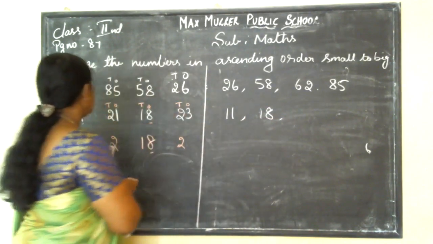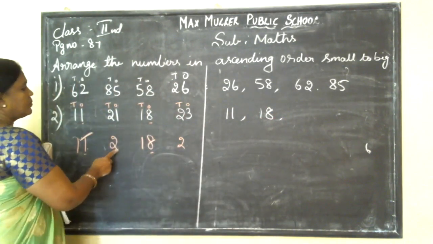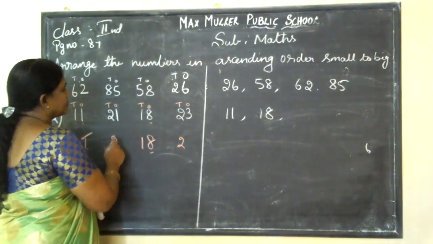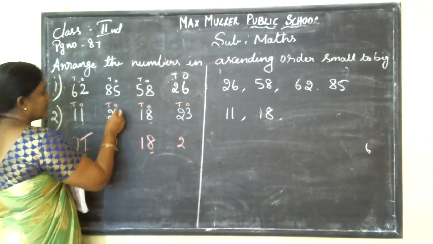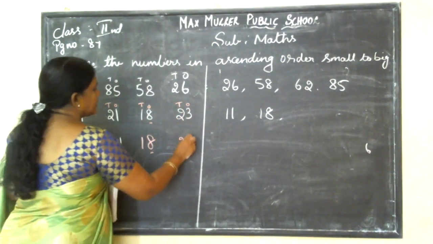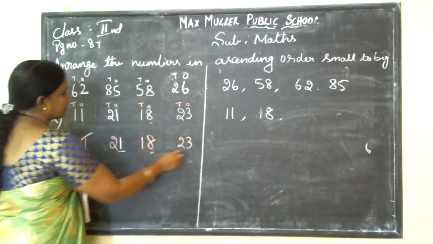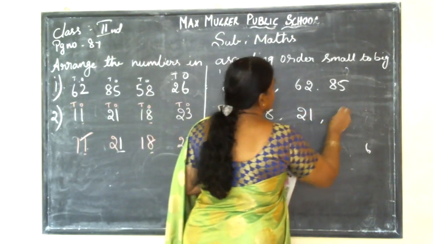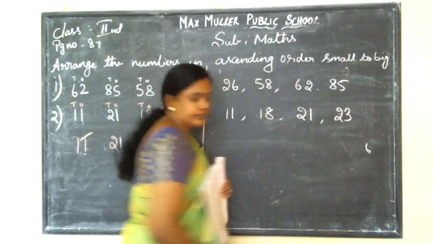Second one, 2. See, here also both the numbers are the same. The tens place number is the same. So we go to the ones number. Here 1 will come, here 3 will come. Which one is small, 1 or 3? 1. So 21. After that 23.